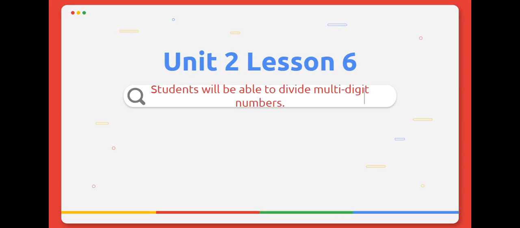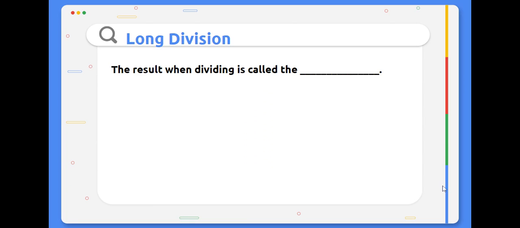We're going to look at long division. Now, I know you've been introduced to it, but this is one of those things that we've got to practice over and over and over until we get it. Okay? All right. The result when dividing is called the quotient. That is the answer. The quotient is the answer.